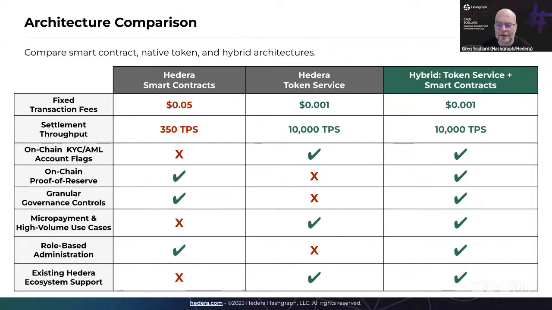Throughput of the transactions is also about 50 times less than it is on the Hedera token service. So what we are able to do with this hybrid model of a native token paired up with smart contracts is get all of the granular governance, the role-based administration, and still leverage the very high throughput and very low cost of the token service.